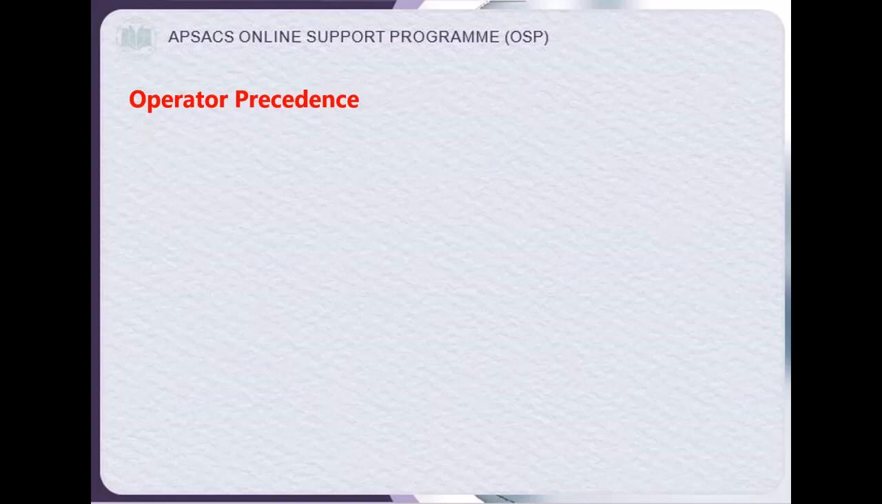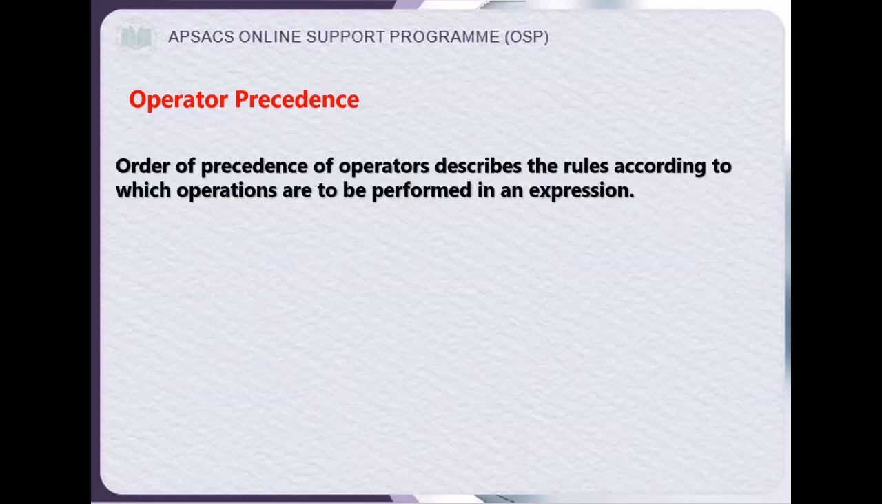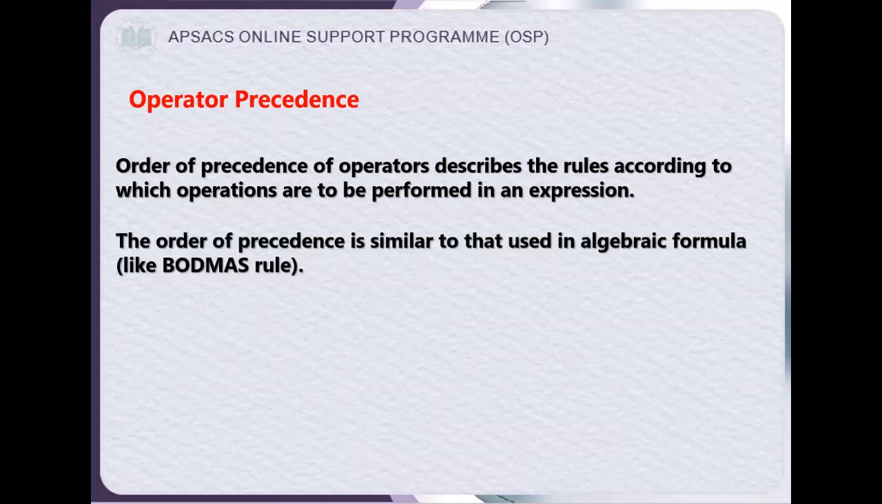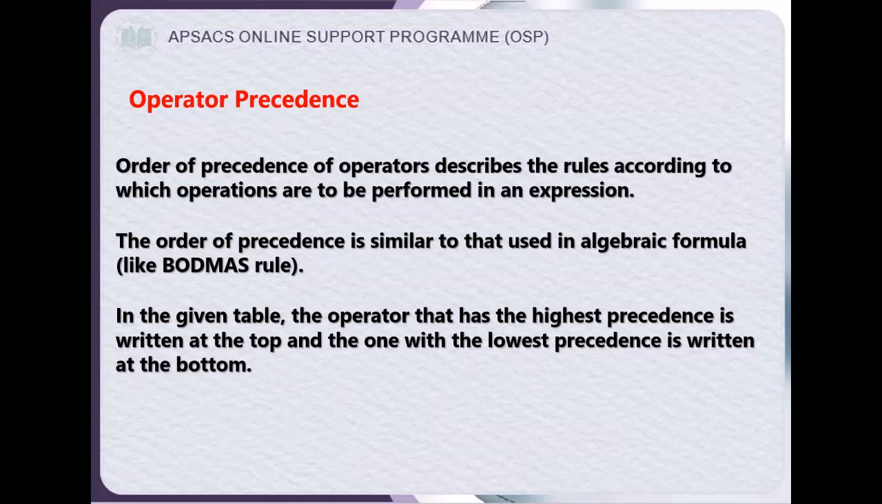Operator precedence. Order of precedence of operators describes the rules according to which operations are to be performed in the expression. The order of precedence is similar to that used in algebraic formulas like BODMAS rule. In the given table, the operator that has the highest precedence is written at the top and the one with the lowest precedence is written at the bottom.